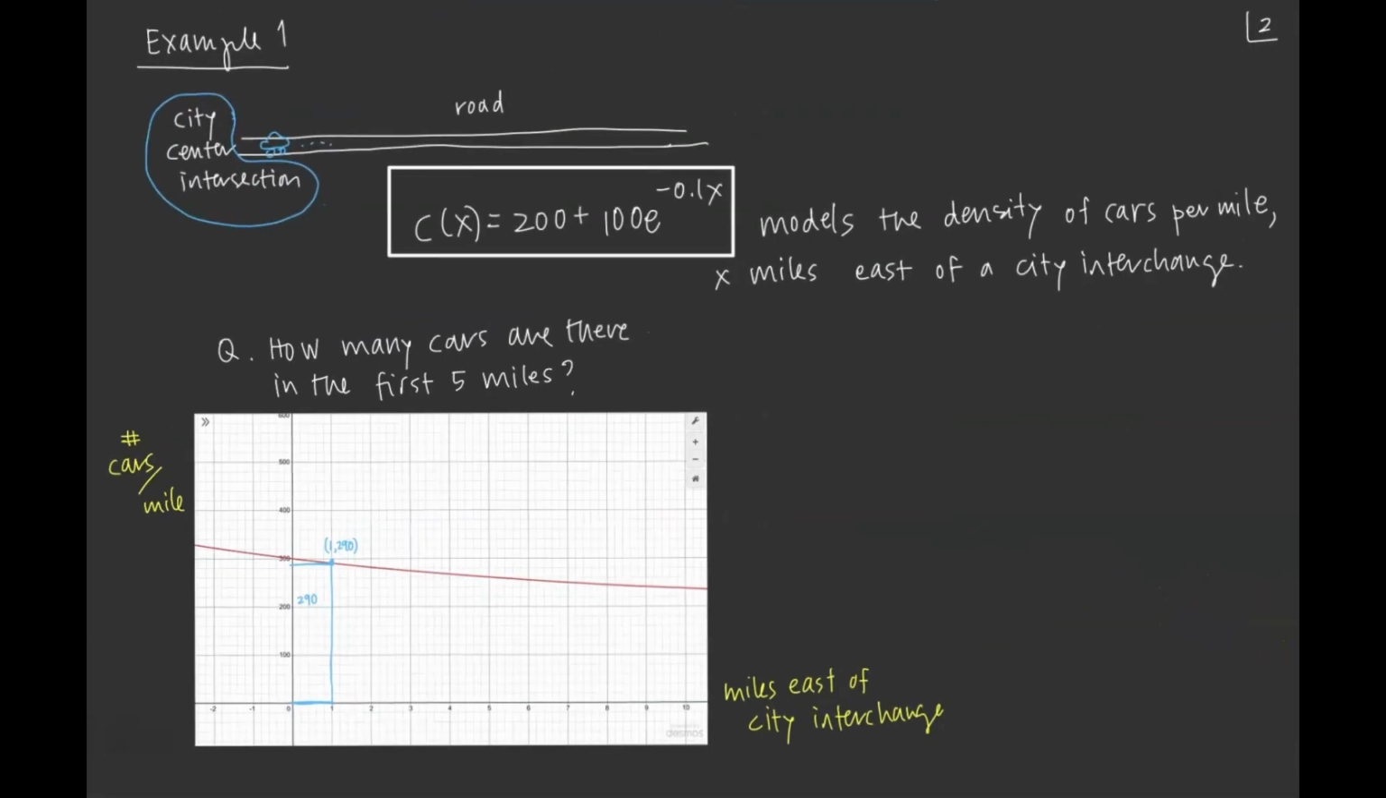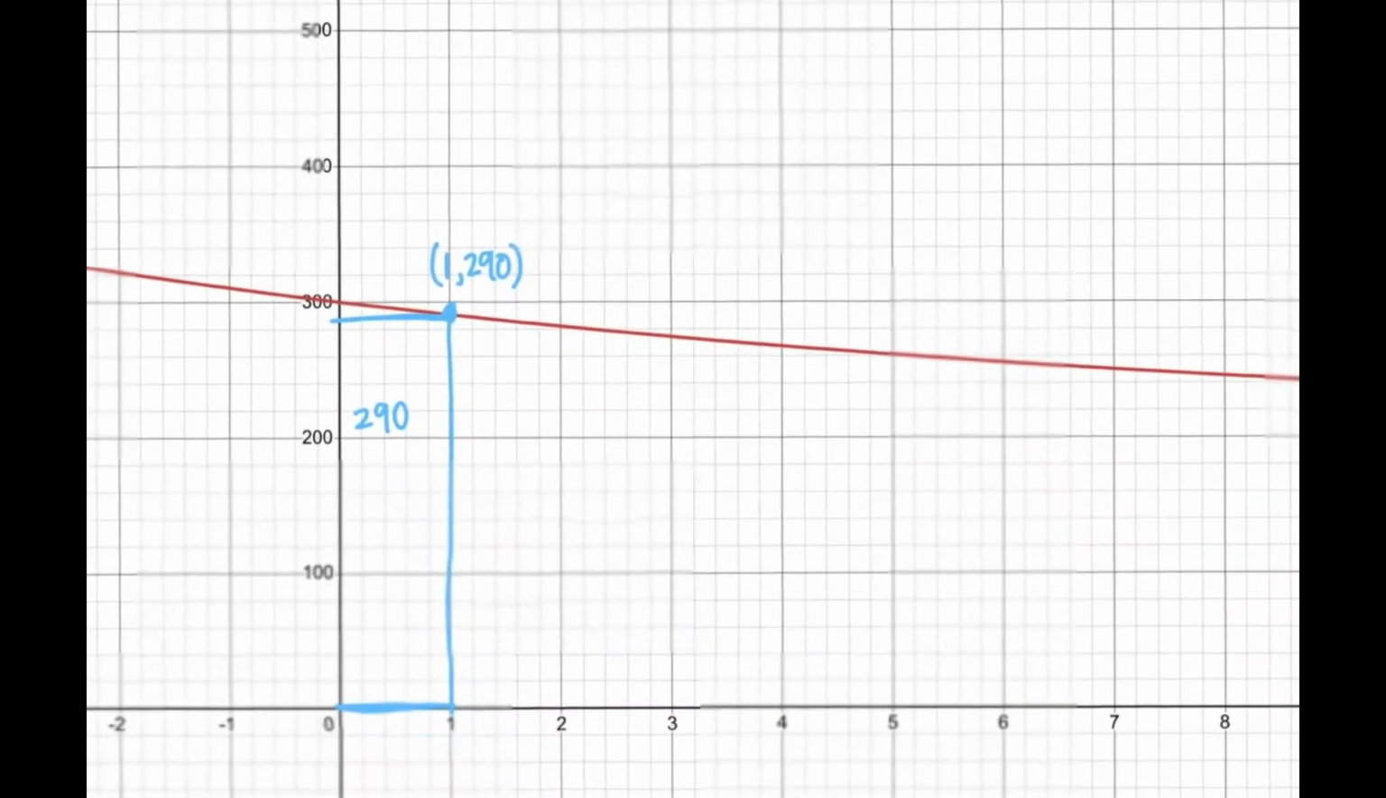So one thing I do want to stress is this is like a snapshot of what's happening. These cars are not moving right now. This is a snapshot of the number of cars, at a moment, their density. So it's not like these cars are moving around at all. Okay, so in that first mile, there are 290.